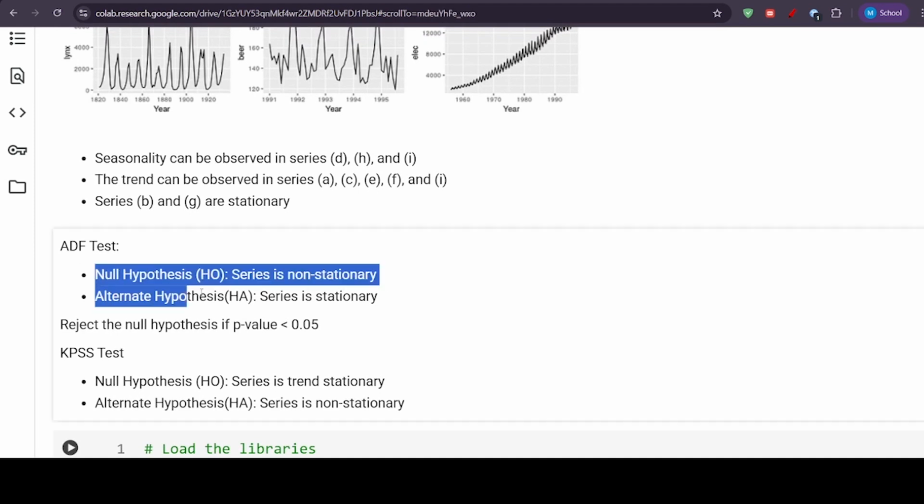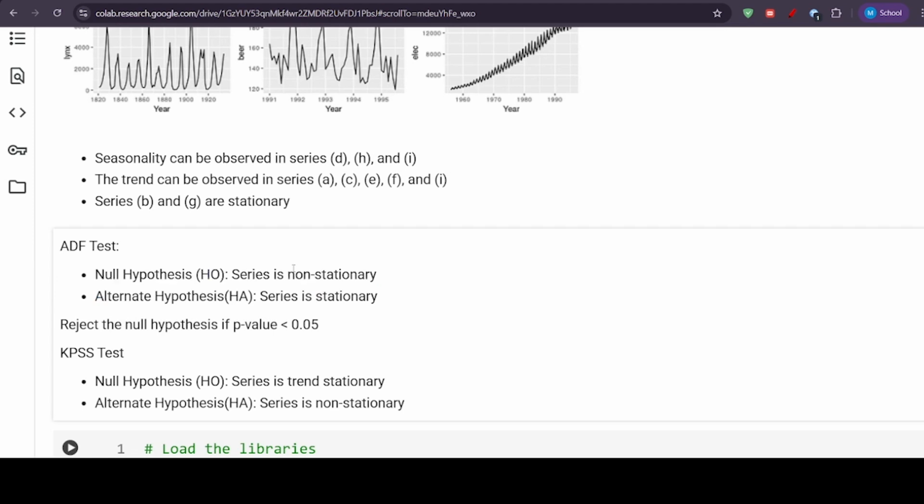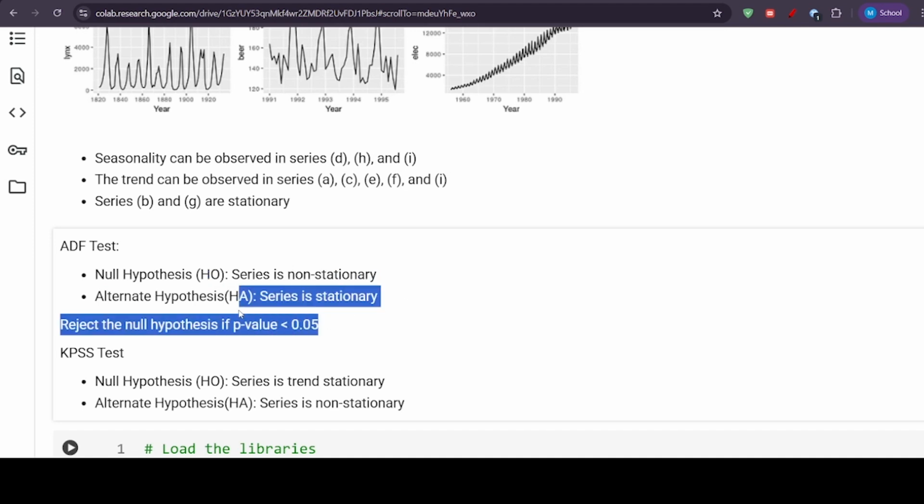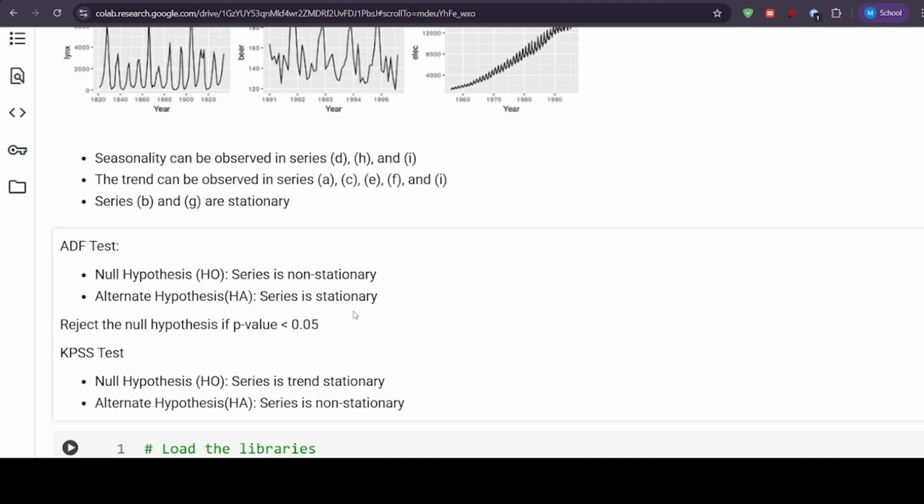So what you need to know is that in ADF, the null hypothesis is that the series is non-stationary, right? And the alternative is that the series is stationary. So if we get a p-value of less than this value, then only we can say that the series is stationary.